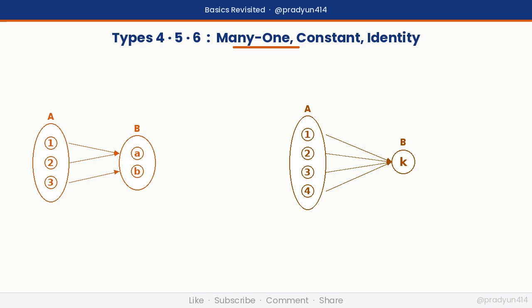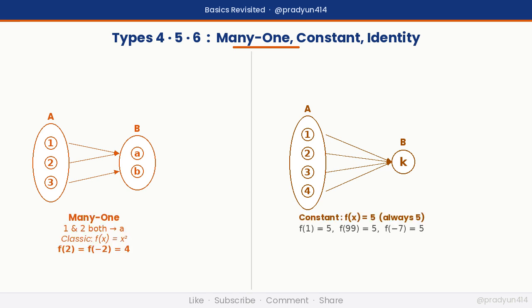Types 4, 5, and 6 are many-one, constant, and identity functions. In a many-one function, multiple inputs can share the same output, like elements 1, 2, and 3 all mapping to a or b. A constant function maps everything to a single value k. Every input gives the same output. An identity function maps each element to itself. Input 1 gives output 1, and so on.